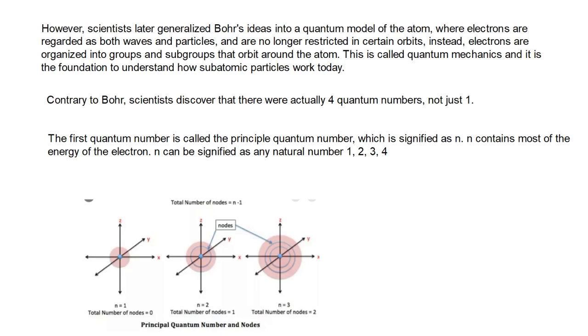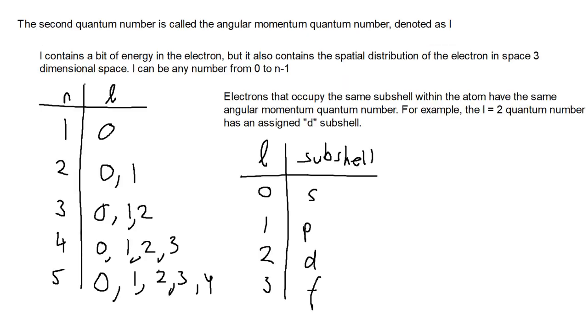So, scientists actually discovered that there were four quantum numbers, or four things that govern the position and momentum of the electrons, not just one, right? So the first quantum number is called the principal quantum number. It's called n, and n can be any natural number, and n basically just sets the ground for what other quantum numbers there can be. So it's kind of like a limiting factor, right?